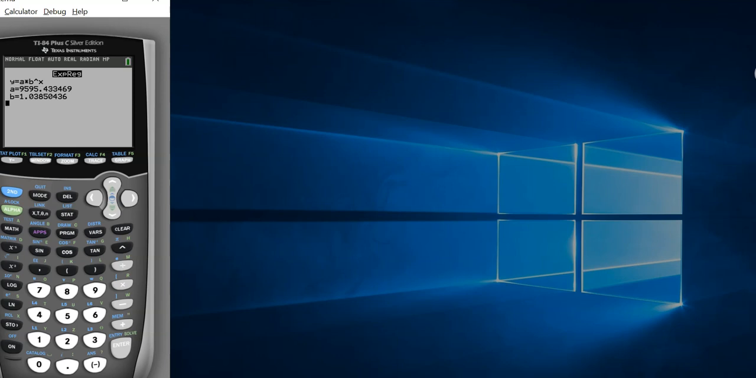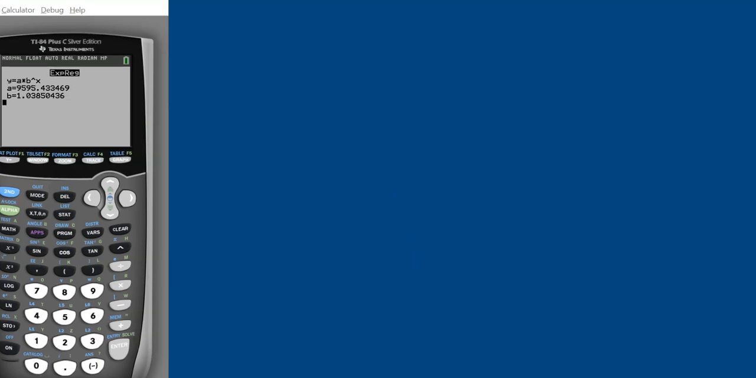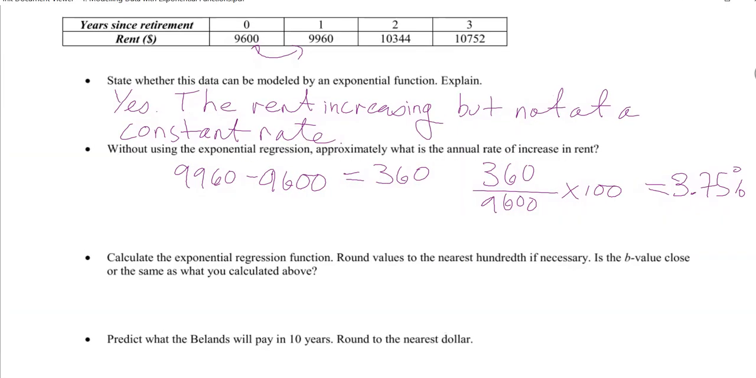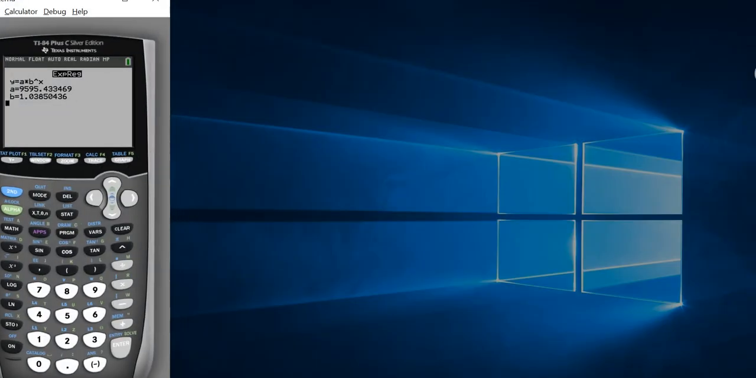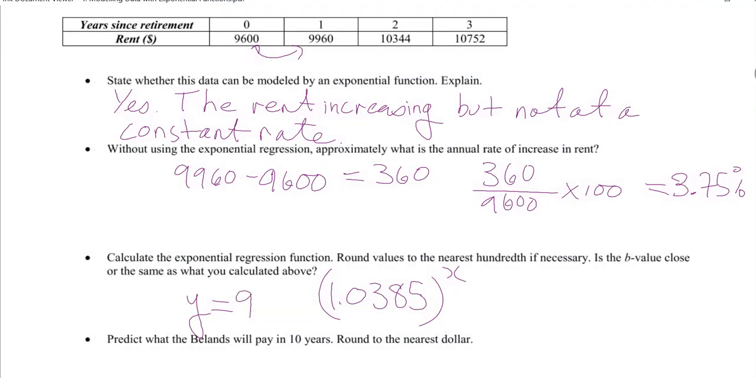So 9595.43 and 1.03. I'm going to go a little bit further out on this. I'll tell you why in a minute. I'm going to go 9595.43 and 1.0385. And then I have, of course, forgotten the first number, which was 9595.43.